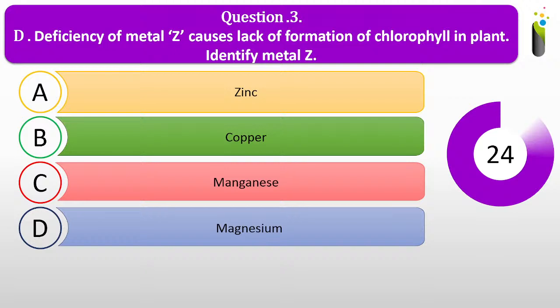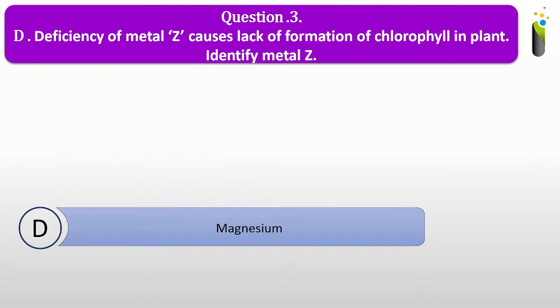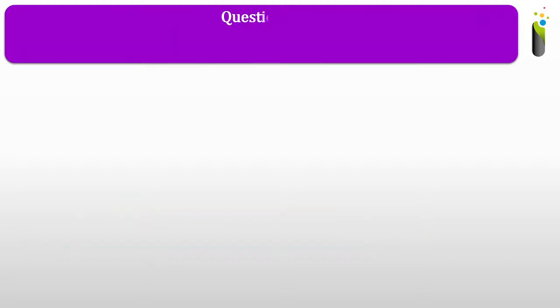So tell me, what is this going to be? So what should be the answer? The deficiency of which metal causes lack of formation of chlorophyll in the plant? And identify the metal Z. And this metal is nothing but magnesium. Okay, it is magnesium. So magnesium is essential for the formation of chlorophyll in the plant.